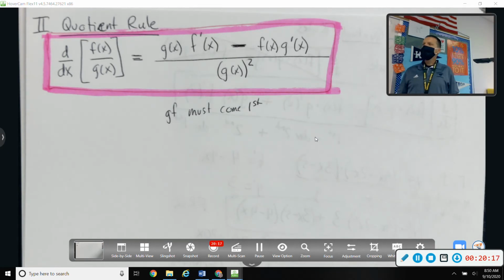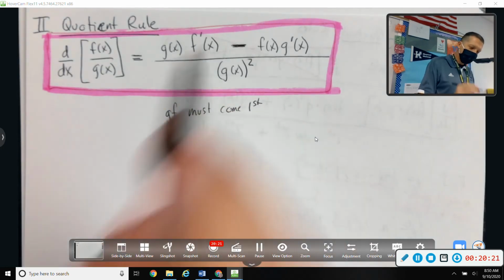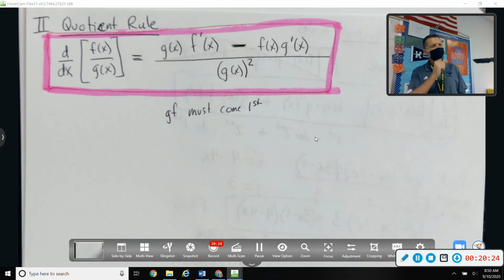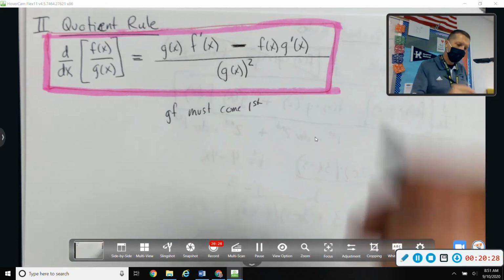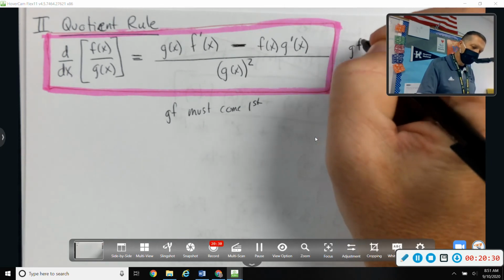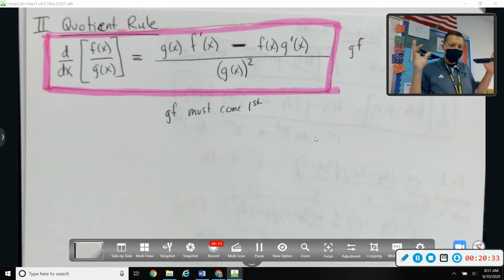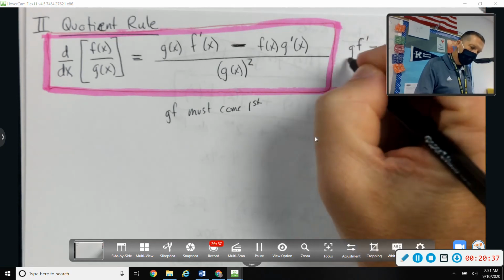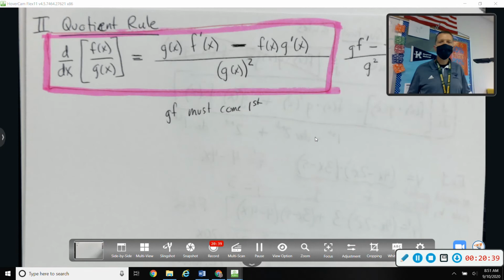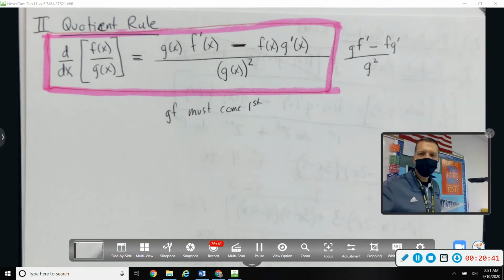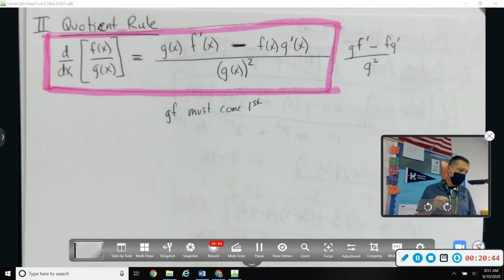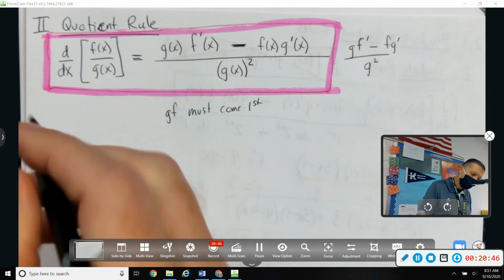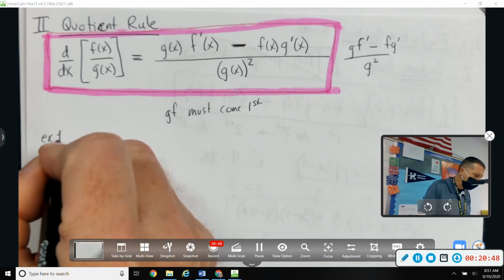So, silly, sexist, maybe, borderline, whatever. If it helps you remember the quotient rule, then go with it. GF has got to come first. So GF prime minus FG prime. Some people, when they're writing it down on their test, leave out all the X's because that kind of clutters things up. GF prime minus FG prime all over G squared. So again, keep the GF first. Everything will work out.